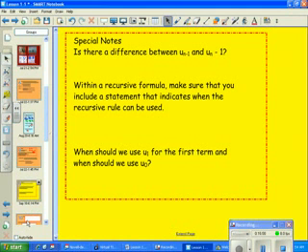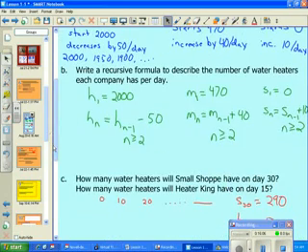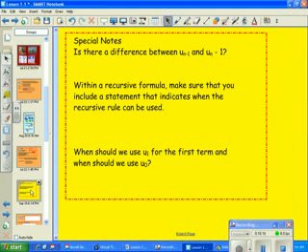Okay, next, within a recursive formula, make sure that you include a statement that indicates when the recursive rule can be used. So for instance, if I go back to this example, make sure you include that n is greater than or equal to 2. Now, it will not always be 2. It might not always be a greater than or equal to sign. It depends on the problem. You'll see a couple different examples in just a second.